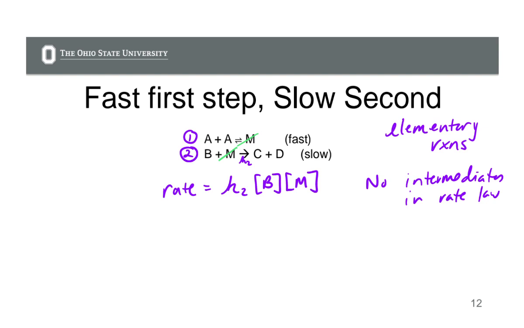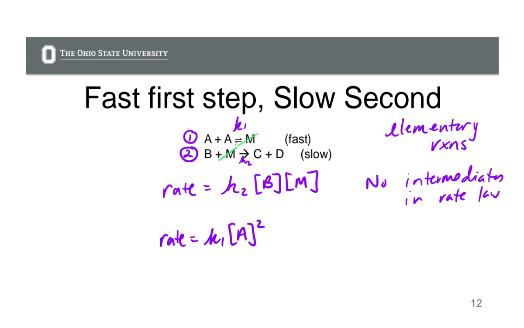What we do know from the first step, the fast equilibrium step, is that the forward rate is equal to the reverse rate. And this is the definition of dynamic equilibrium. And so if we write this out, the rate in the forward direction, we're going to give that a rate constant K1. Rate is equal to K1 times the concentration of A, and that's squared because we have A plus A on the reactant side.